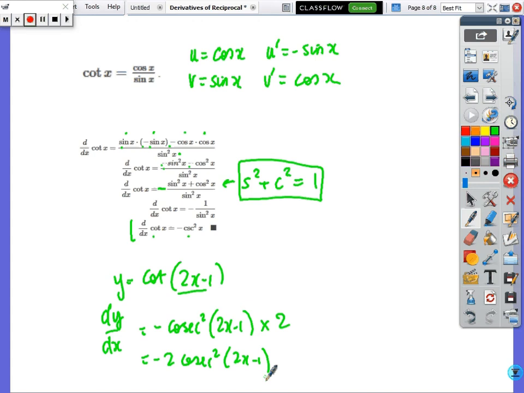So you can still use the chain rule in complicated functions. Okay, that's it. Bye.